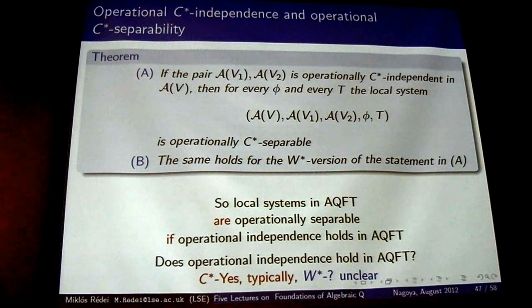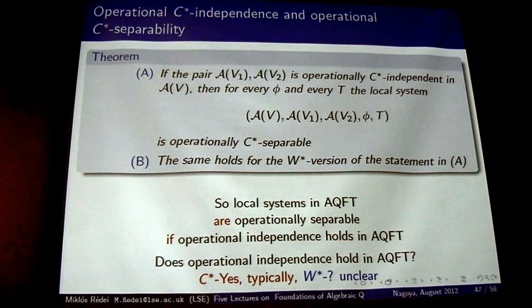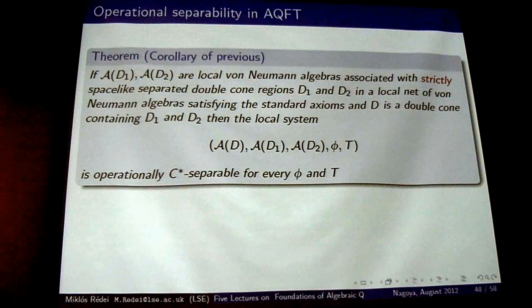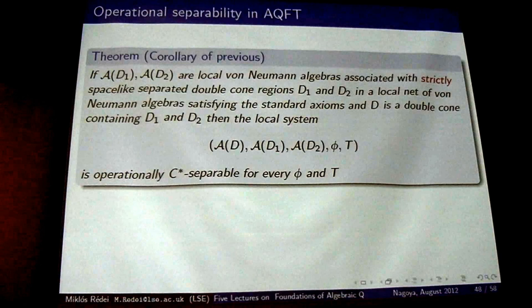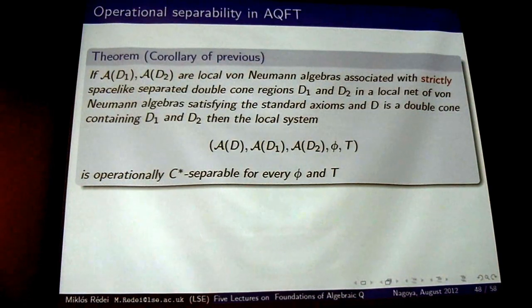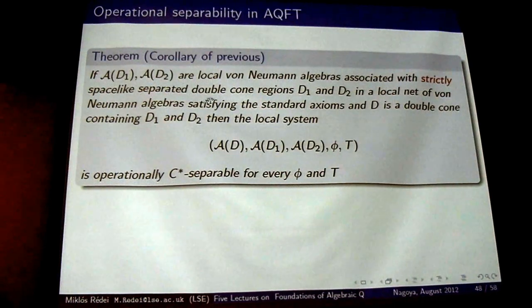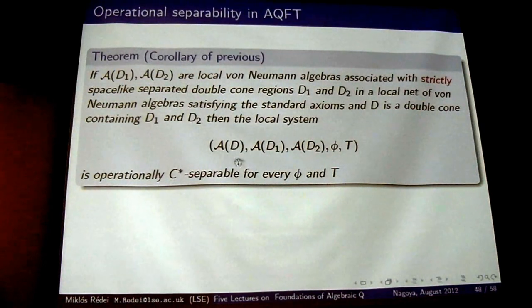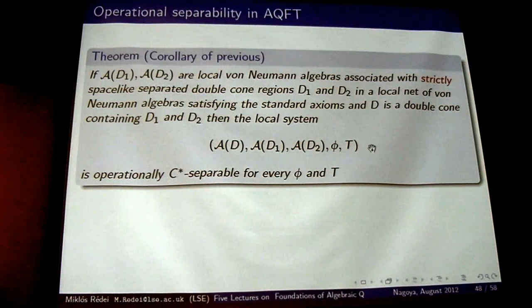And we have seen that it does, at least in the C-star sense, typically. In the W-star sense, it's not entirely clear. So the state of the matter is the following proposition, which is the corollary of what I already presented here. If you have local von Neumann algebras associated with strictly space-like separated double cone regions in a local net satisfying the axioms, and D is a double cone containing D1 and D2, then this local system is operationally C-star separable for every phi and D.